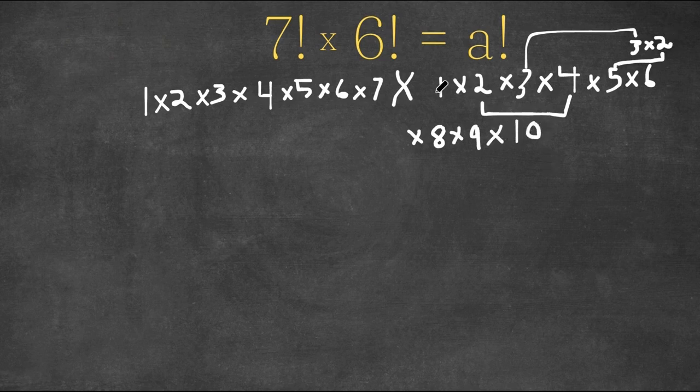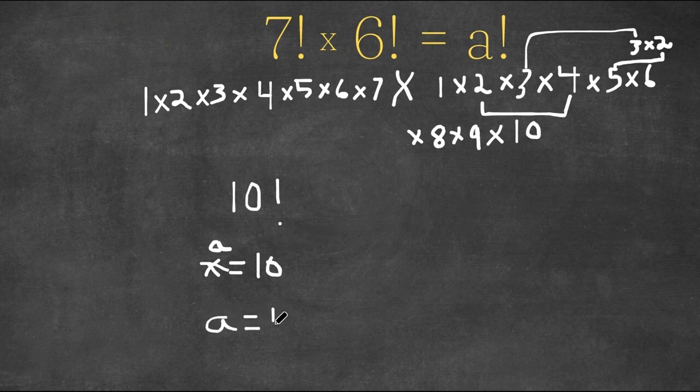And now, as you can see, all we have left is 1, which doesn't really count because anything times 1 is just itself. So as you can see, now we have all the numbers 1 through 10 multiplying with each other. And that is the same thing as 10 factorial, meaning a is equal to 10. So this is our answer.